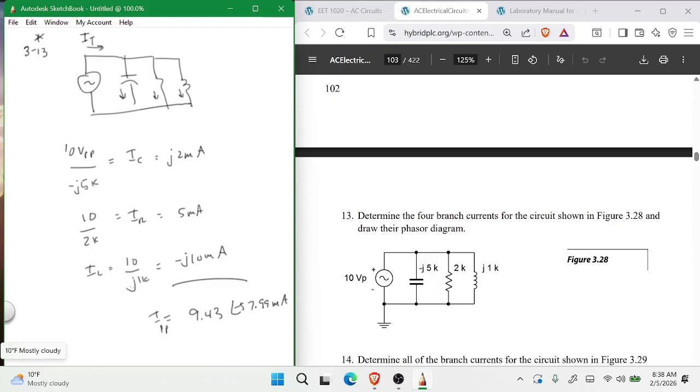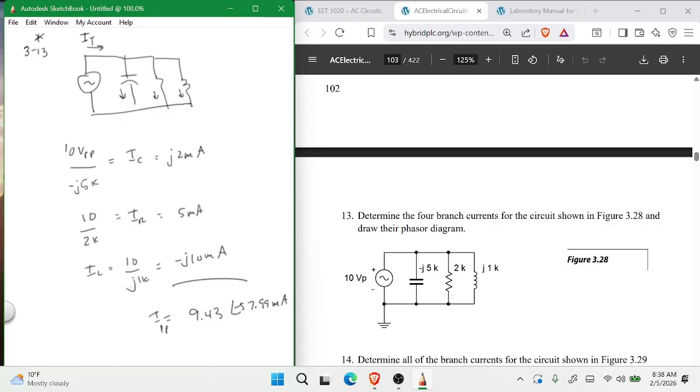That makes sense. By the way, is this the same problem you worked in resistive circuits? Yeah, exactly the same problem. Except for what? Stupid complex numbers. They're not stupid. They explain physical phenomenon, but that's what you've got, okay? Any questions about number 13?